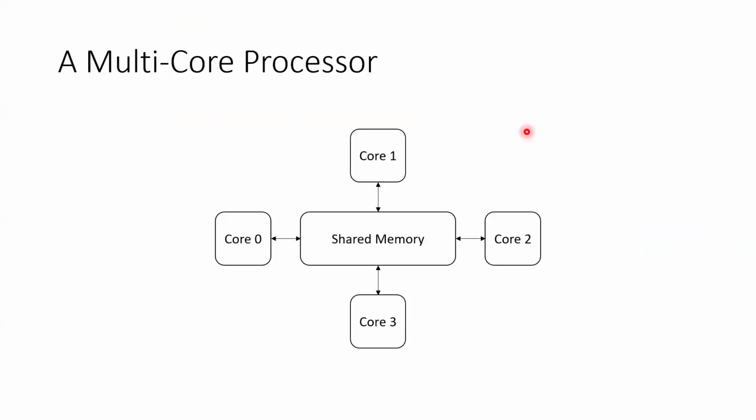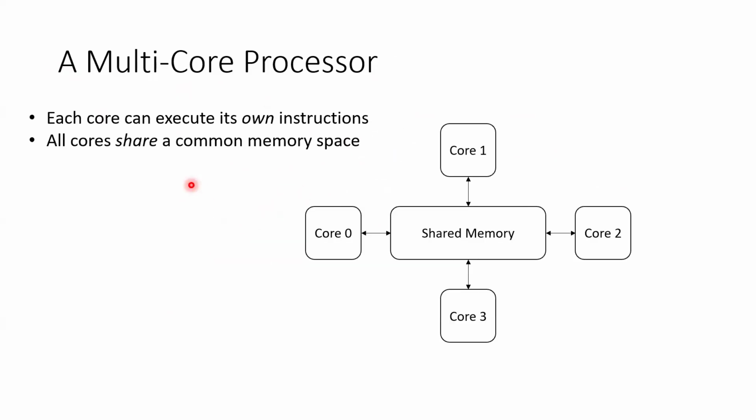So your processors these days have become multi-core processors. This is just an example of 4 cores, and all of the cores will share the same memory like this. Each core can execute its own instructions, which means that you can have multiple instructions executing at the same time. And all of them will share a common memory space.